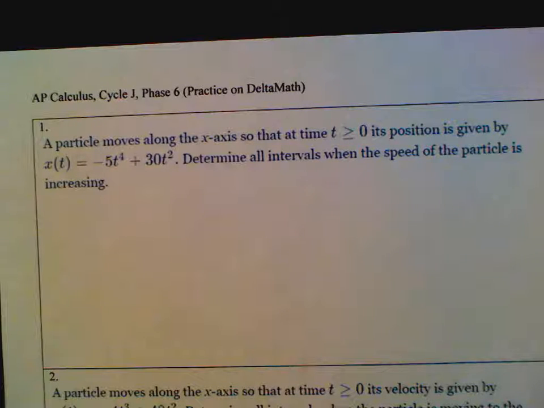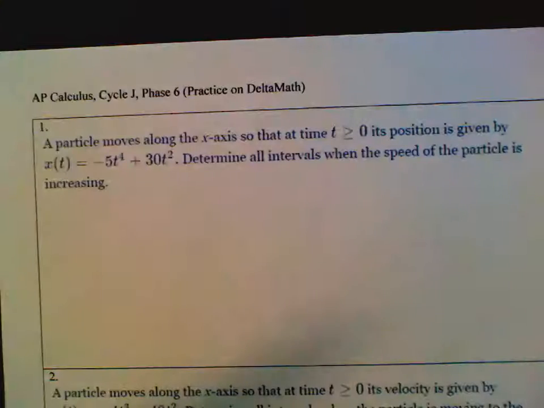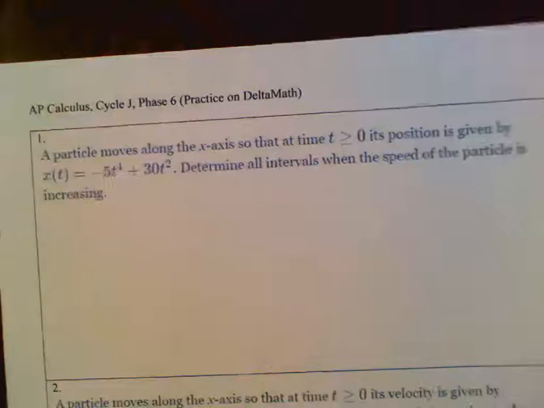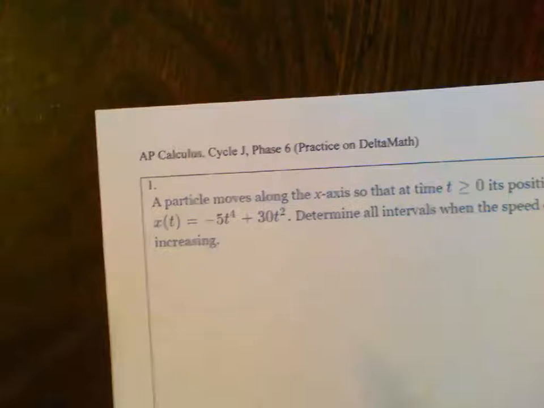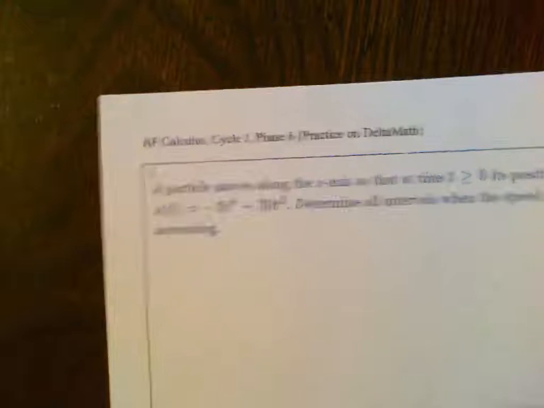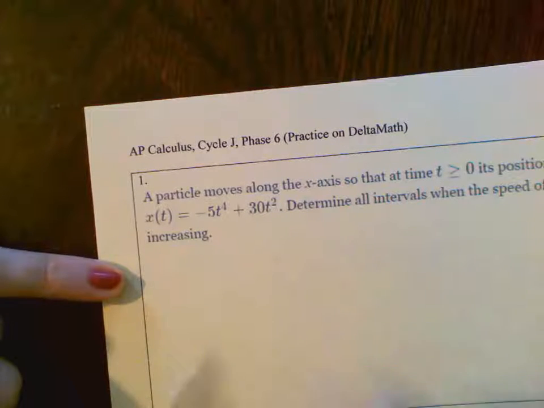So speed increasing means speeding up. A particle is going to be speeding up when, if you look at this thing, you will see at the bottom, when either velocity and acceleration are both positive or velocity and acceleration are both negative. So I've got to find, this is the position function, so I need velocity, which is the first derivative, and acceleration, which is the second derivative.